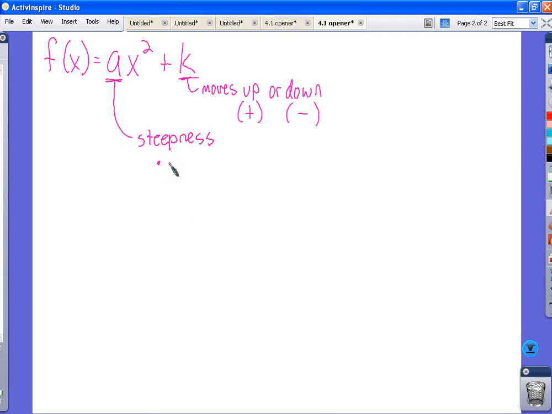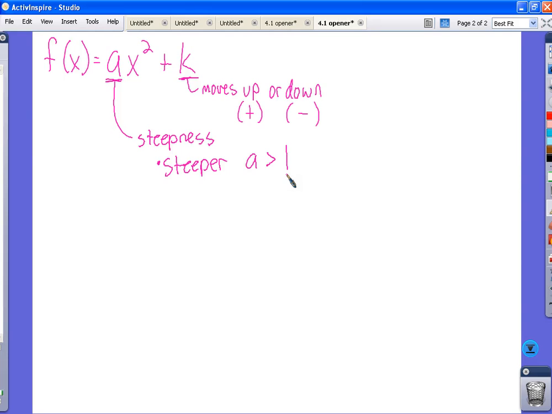Okay? It could make it steeper. How can it make it steeper? How about throw out some examples of numbers that would make it steeper? 2, 4, 6, 12. If it's bigger than 1. Bigger than 1. I like bigger than 1. Okay? If A is bigger than 1, 1.05. 1.05, does that make it bigger? A little bit steeper, yeah.